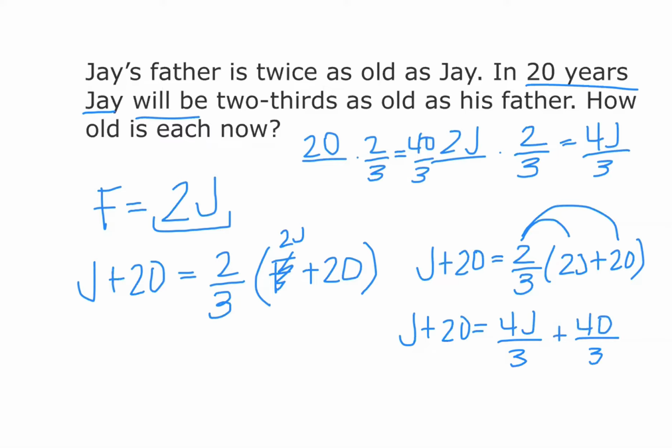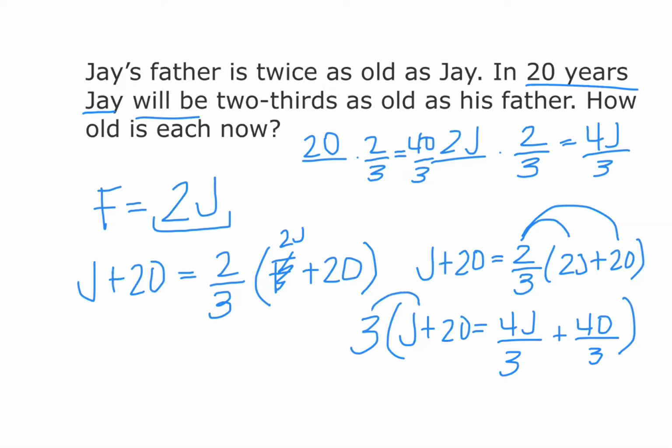Now, what I want to do is subtract 4J over 3 and move it over here. You know what? I'm going to show you an easier way to do this. If that's okay with you guys, I want to show you a shortcut. If you see that there are several fractions in an equation and they all have the same denominator, all you have to do is multiply the whole thing by that denominator. And what happens is it cancels out the denominator.